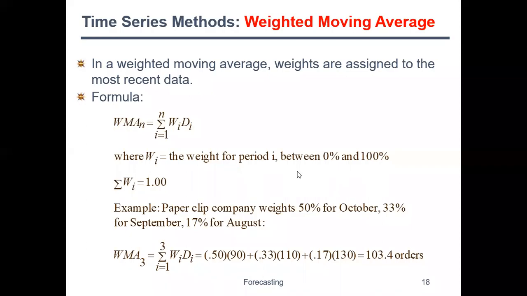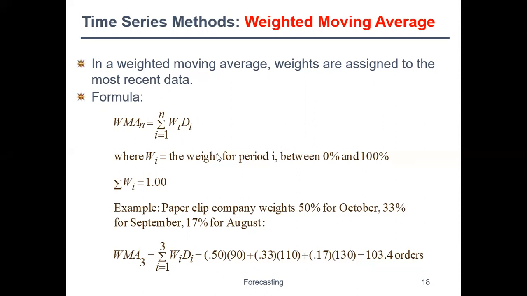Weighted moving average. Now, in a weighted moving average, weights are assigned to the most recent data. So unlike the moving average where we were just looking at past data, this time around, we assign weight to the past data. Weights are more or less like importance that are assigned to the past data. So the weighted moving average is giving us the summation of the weight multiplied by the demand.